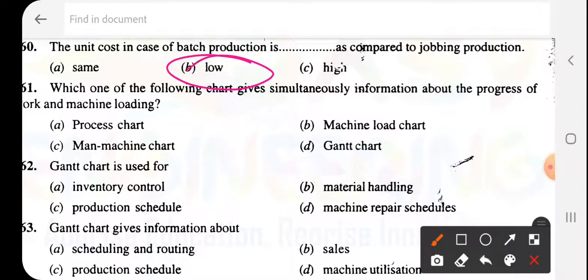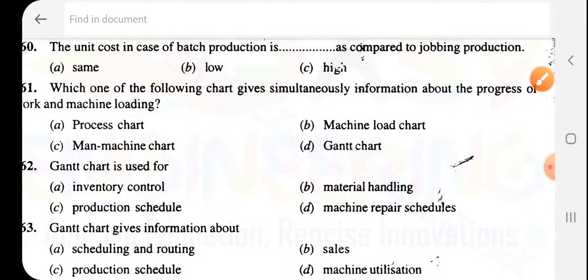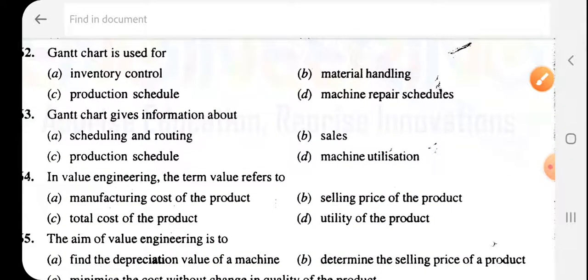160 is B, that is low. Which of the following charts gives simultaneous information about the progress of work and machine loading? 161 is C, man machine chart.